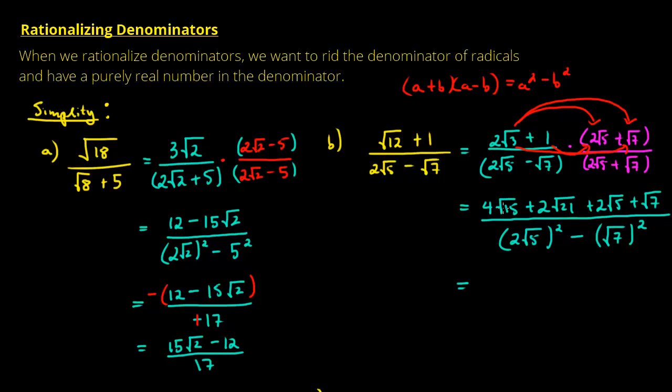Well, in the numerator, now I'm going to just simplify. In the numerator, I can't reduce any of these radicals, nor can I add them together, because none of the terms are like terms. So my numerator will just stay as is, and I've got 4 root 15 plus 2 root 21 plus 2 root 5 plus root 7. All over, well, 2 root 5 squared is 4 times 5. Because when I square 2, I get 4. When I square root 5, I get 5. So I'll get 4 times 5, which is 20. And minus root 7 squared, well, I'll have 20 minus 7, which is 13. So this is equal to 4 root 15 plus 2 root 21 plus 2 root 5 plus root 7 over 13. And notice that now I've got a denominator in both of these examples that are integers.